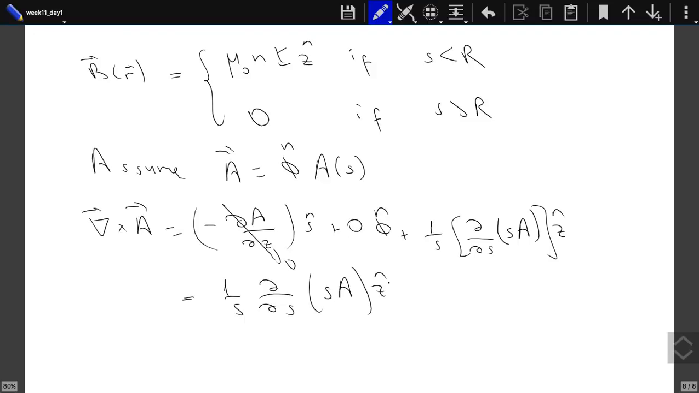But we know what this should be. This should be equal to mu0 N I z hat times 1 if S is less than R, 0 if S is larger than R. Now we need to solve this equation. That we will do on Friday.